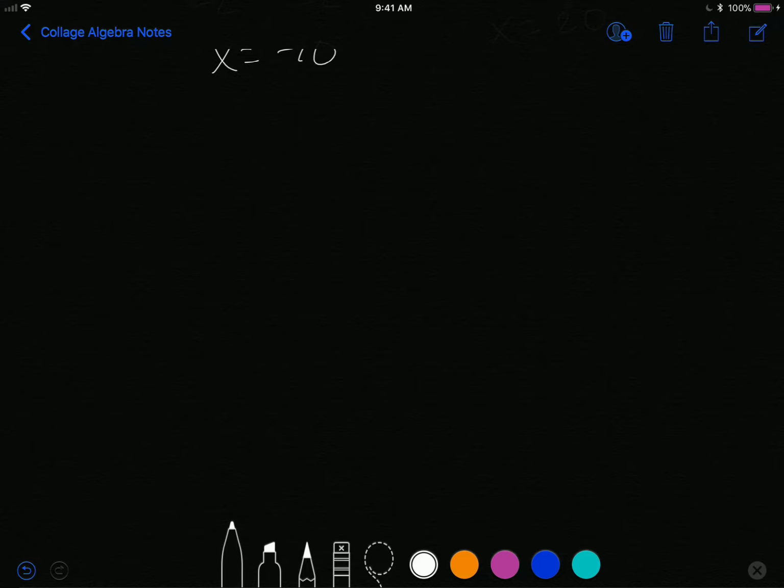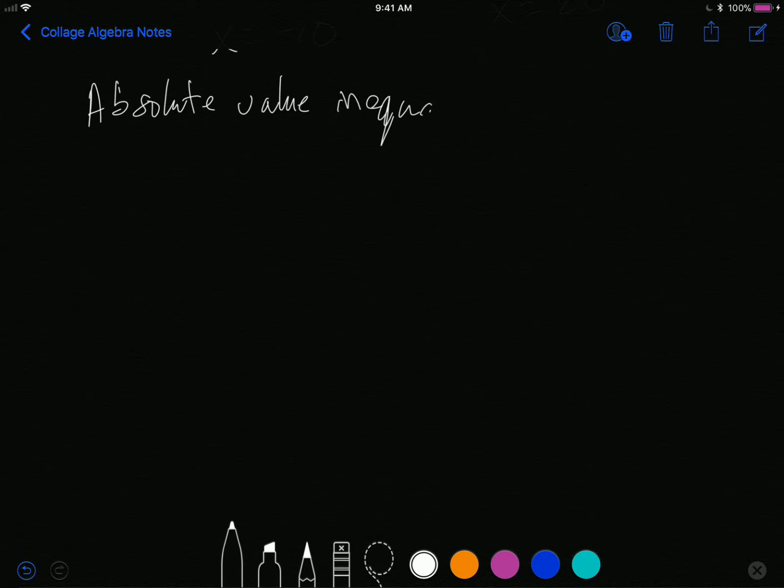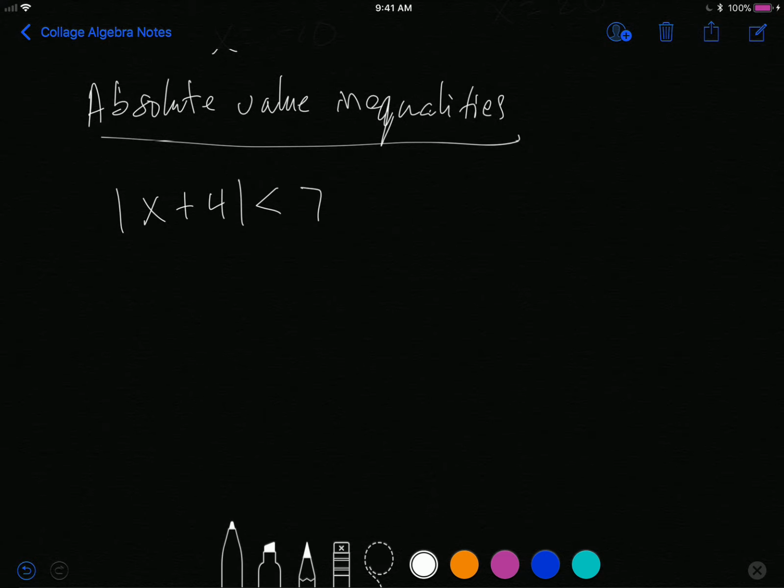All right, let's look at some absolute value inequalities. Absolute value inequalities are equations where instead of an equal sign, I use an inequality sign. Like right here, the absolute value of x plus 4 is less than 7. We're going to be using a sign chart to solve this.